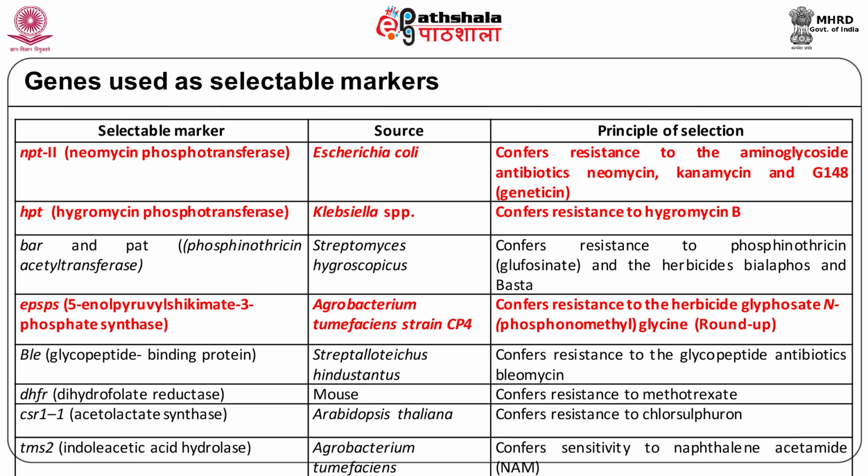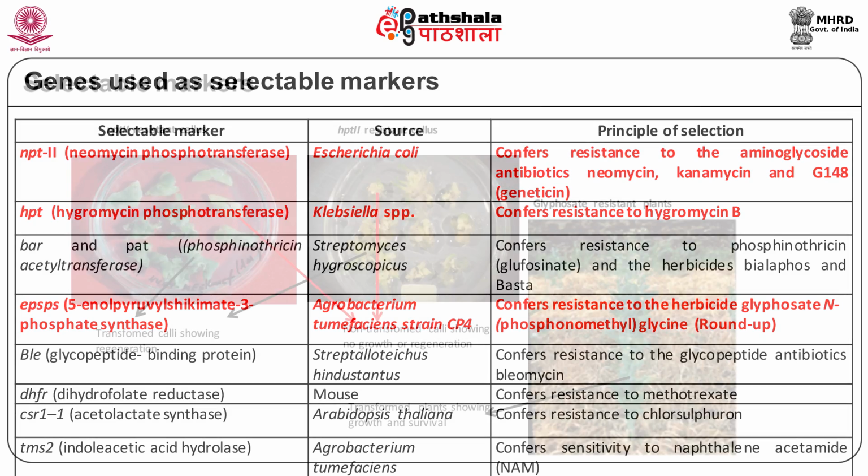A selectable marker is a dominant gene which encodes a product that allows transformed cells to survive and grow under conditions that kill or restrict the growth of non-transformed cells. Selectable markers used in selecting transformed plants are those that confer resistance to antibiotics like neomycin, kanamycin, bleomycin, and hygromycin, or to herbicides like bialaphos, glyphosate, chlorsulfuron, or naphthalene acetamide.